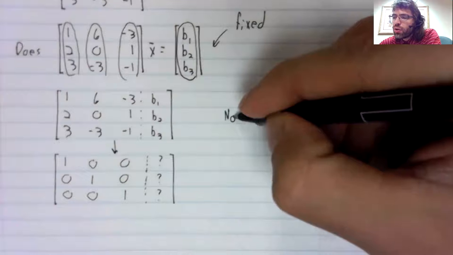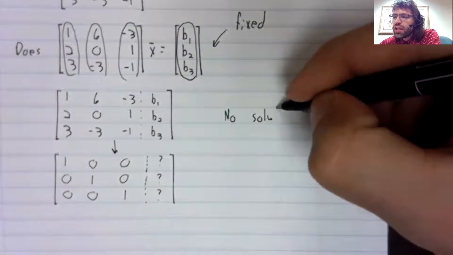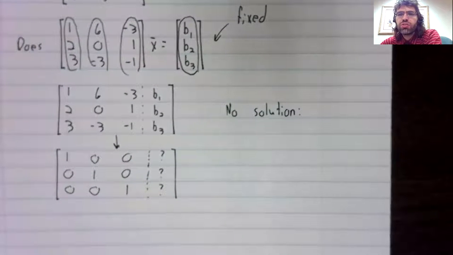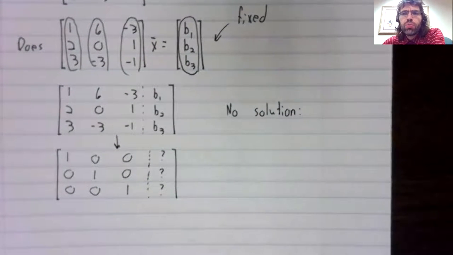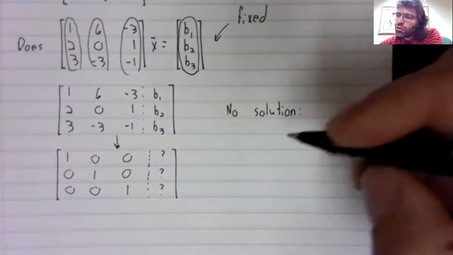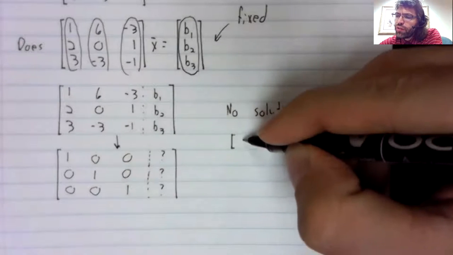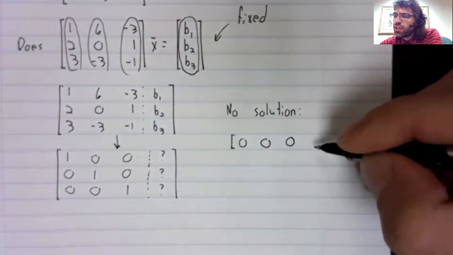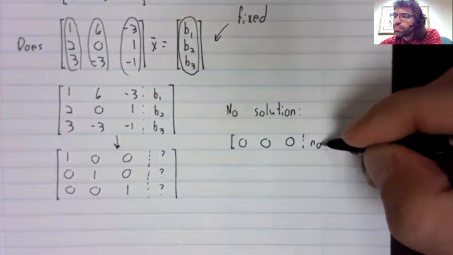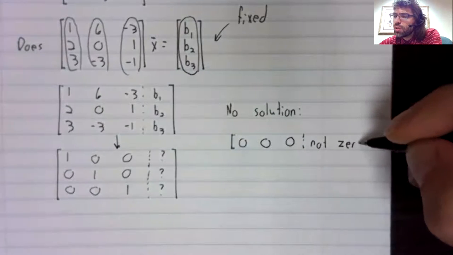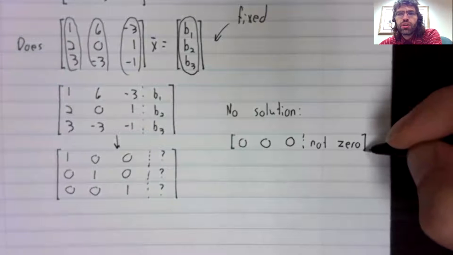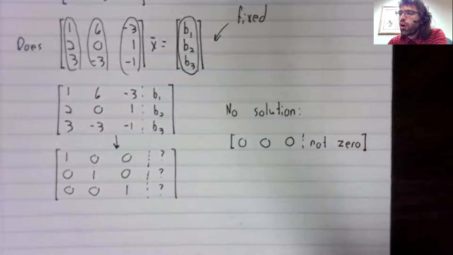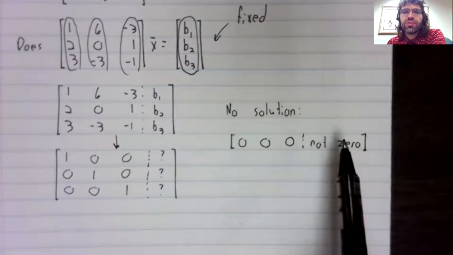Let's remind ourselves what would have to happen for there not to be a solution. The only reason you wouldn't have a solution is if, after you performed row reduction, you got a row that looks like this. All zeros except for a non-zero entry in the last column.